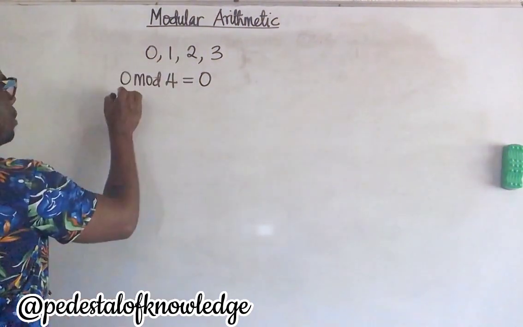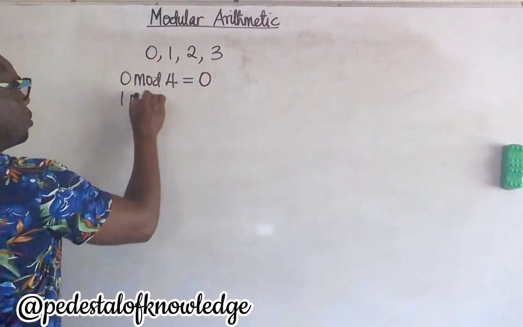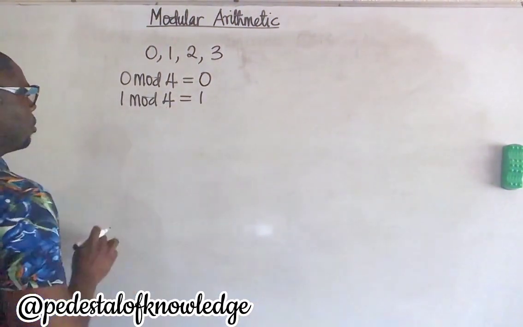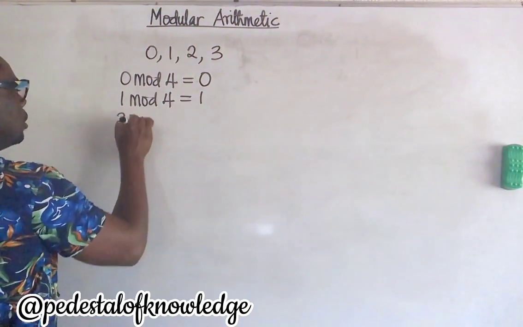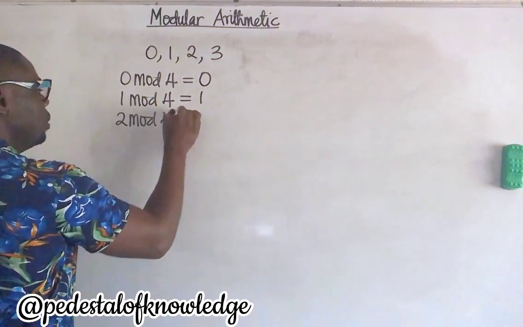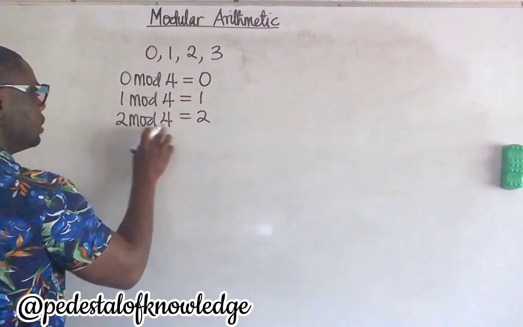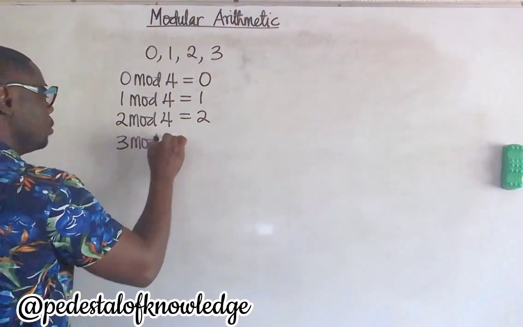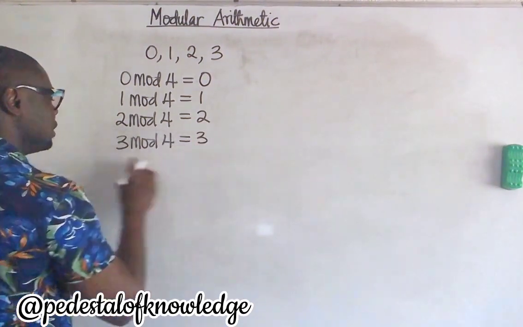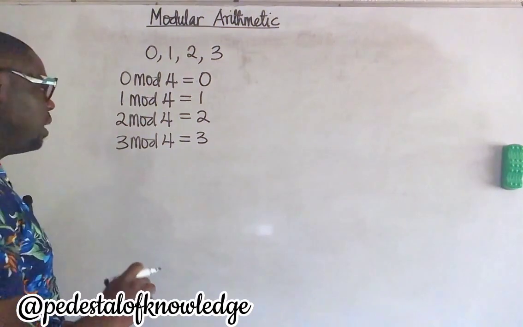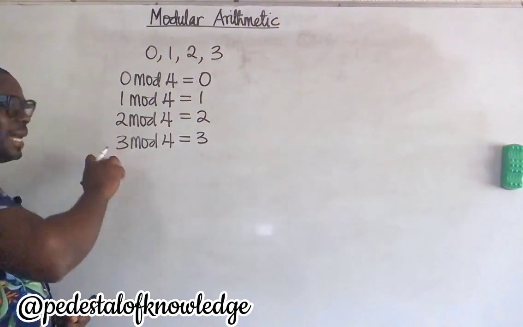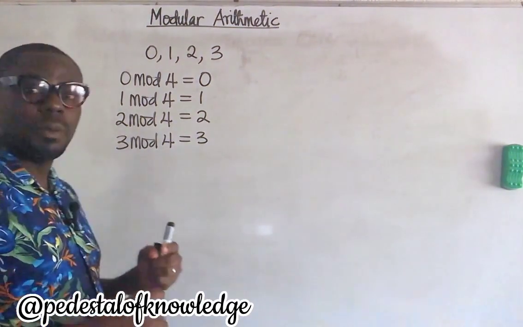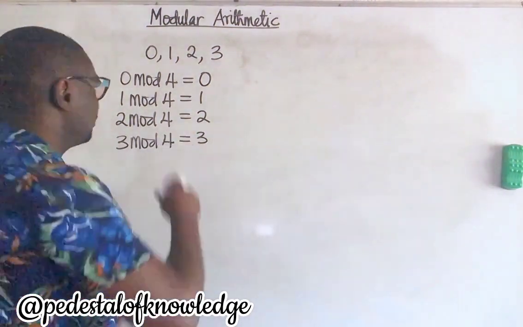Now, we pick the number 1. 1 mod 4 is equal to 1 because 1 is less than 4. Now, 2 in mod 4 will give us 2 because 2 is less than 4. Now, 3 in mod 4 will give us 3 because 3 is less than 4. But the moment we go beyond 3 and enter another whole number after 3, we're going to see that the numbers will swap around. Let us see this.